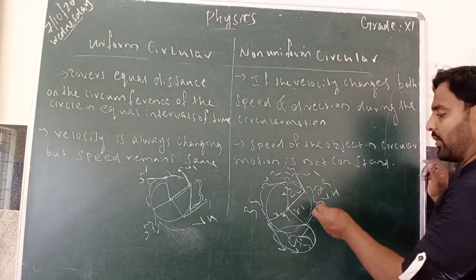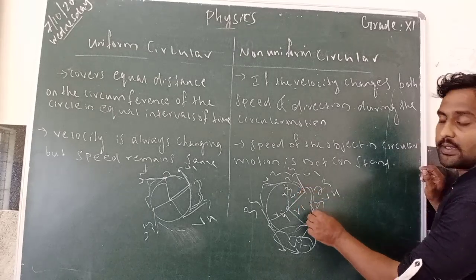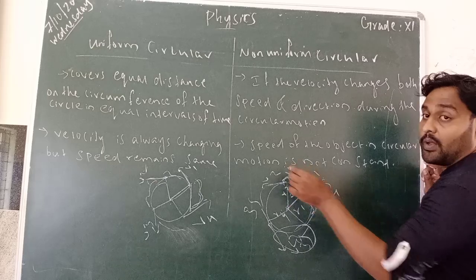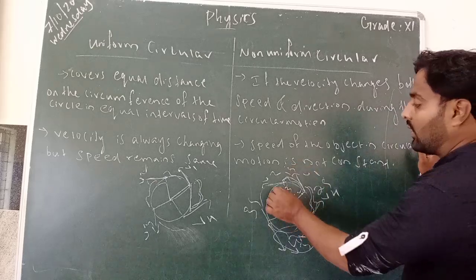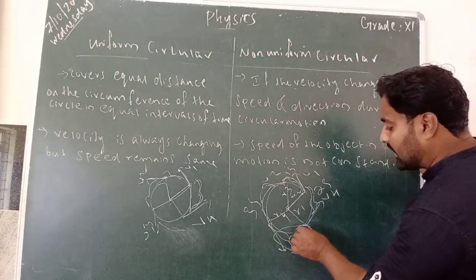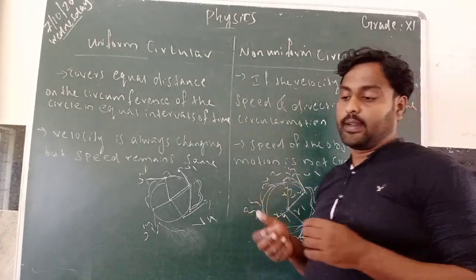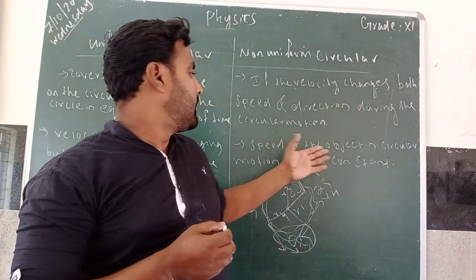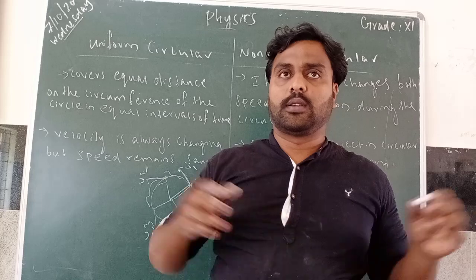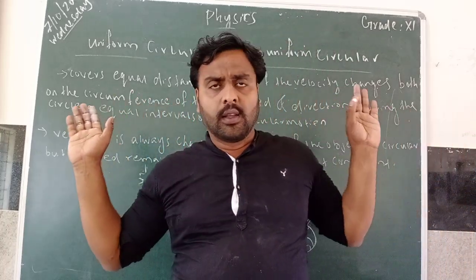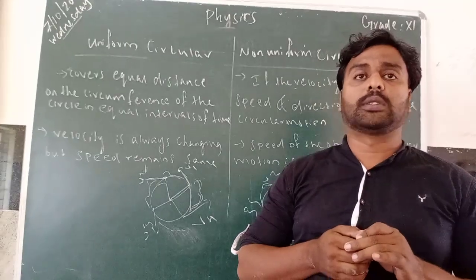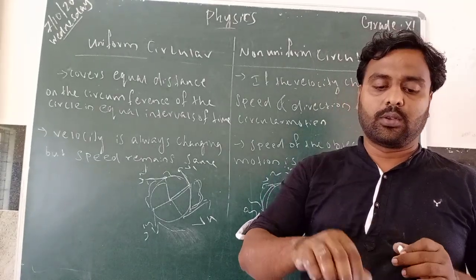That's what I told you before. Maybe to cover this much distance it will take 2 seconds. To cover another distance maybe it took 1 second. To cover this much distance maybe it will take 3 seconds. To cover another distance maybe it takes 4 seconds. So the speed of the object in circular motion is not constant. This is how you can differentiate uniform circular motion and non-uniform circular motion.